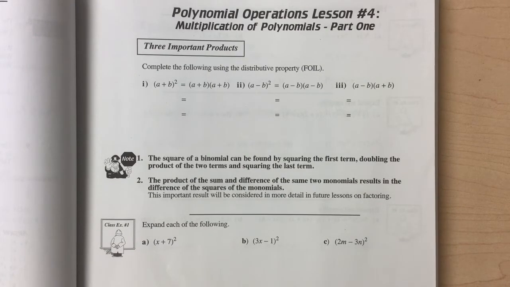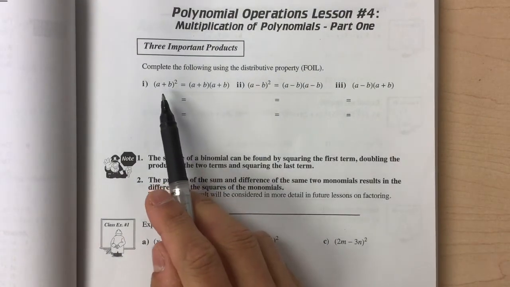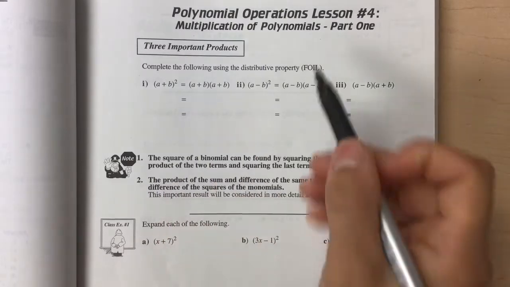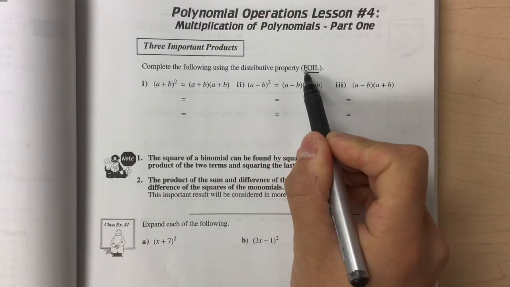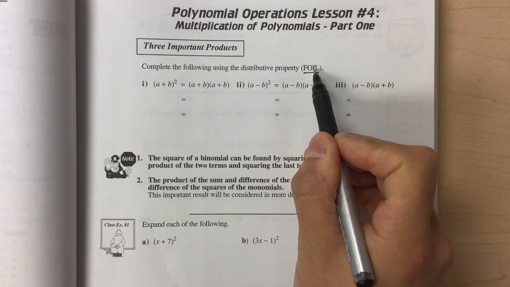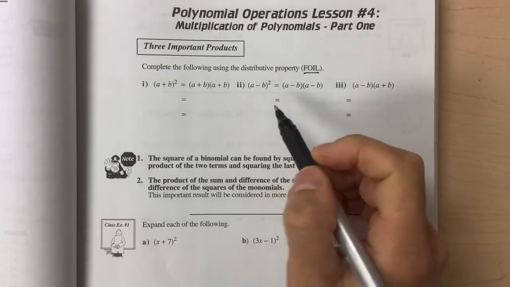Welcome to lesson number 4. We're going to be looking at multiplication of polynomials. Just recall that last lesson we were looking at using the distributive property, also known as FOIL, where we multiply the first term, the outside term, the inside term, and the last term.